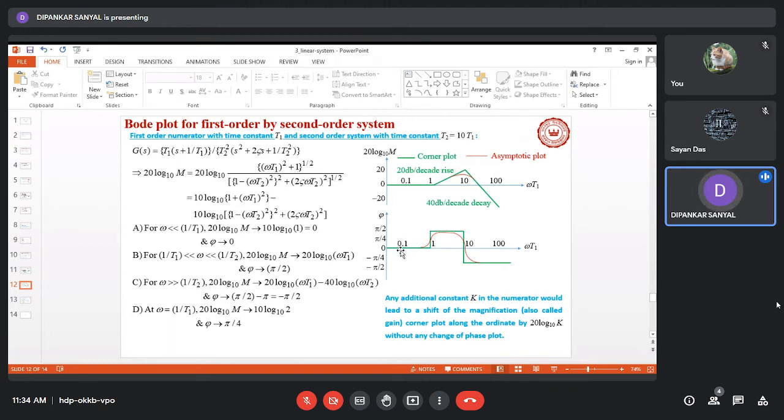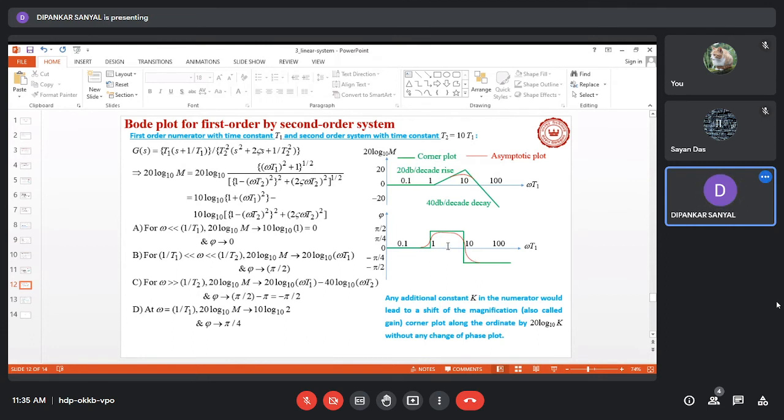And this is the phase plot. First we obtain the corner diagram. For the first order numerator term, that is a zero term, we have this rise, and for the second order denominator term we have this fall, and next we complete this just by the other observations. So near 1 we'll be having pi by 4, and from here to here we'll be having a loss of pi by 2, and then further pi by 2.